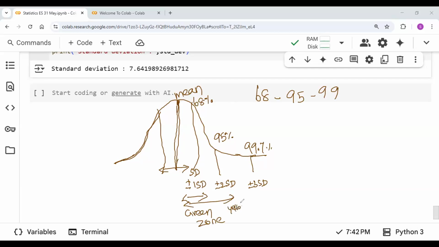So this deviation from the mean, like 3 standard deviations, it's going to be the red zone, which means unusual outlier. It represents an unusual outlier.